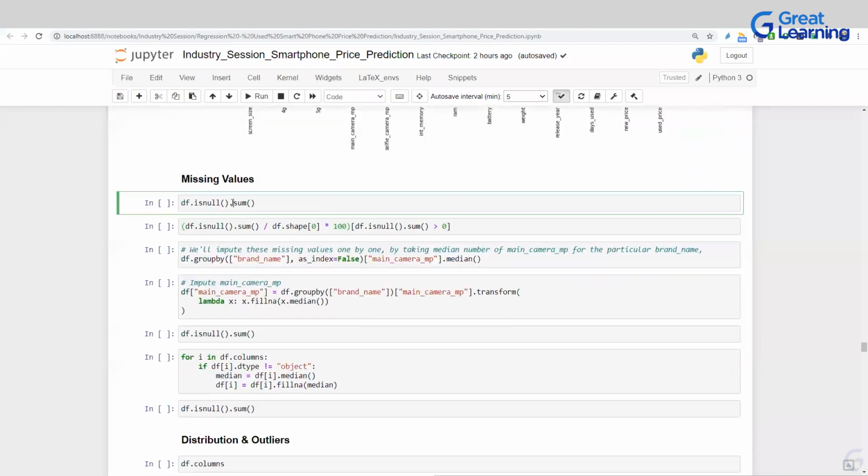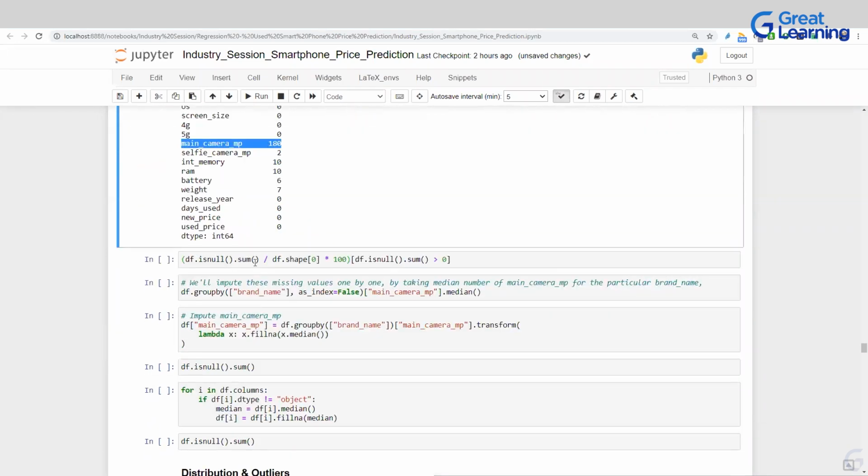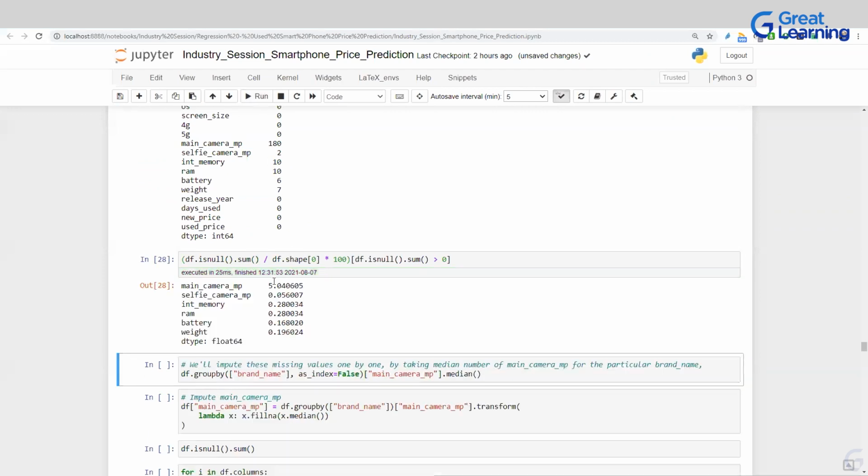Now moving on to some data cleaning steps. If you look at the number of missing values, we have 180 missing values in the main camera and a small number of missing values in some of the other variables. This is the major one, where we have 118 missing values, which is contributing to approximately 5% of the overall data.